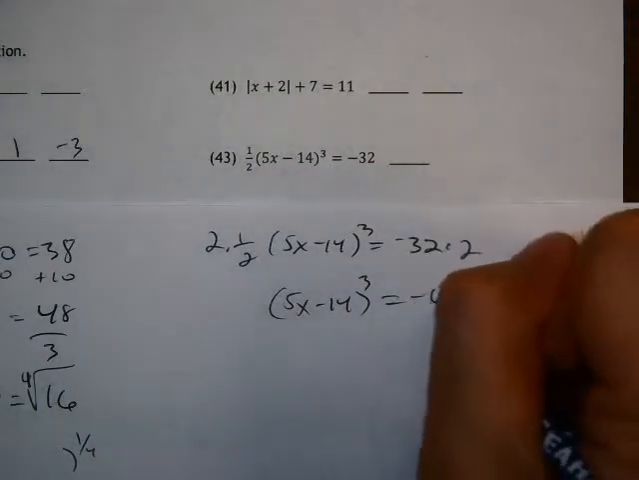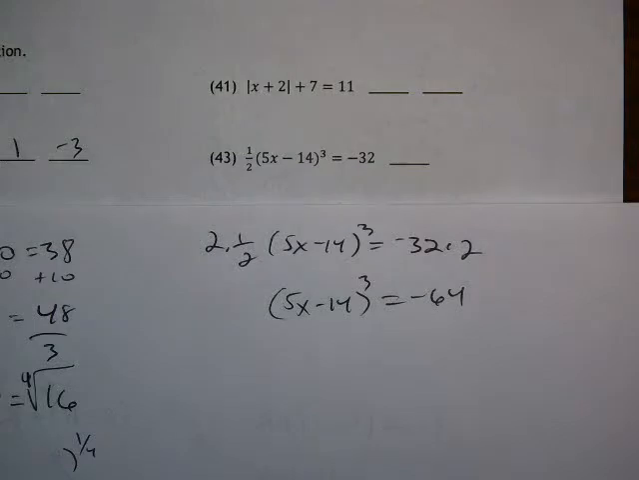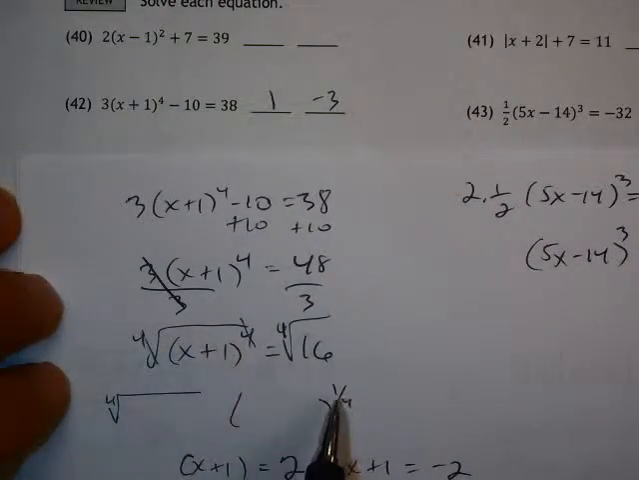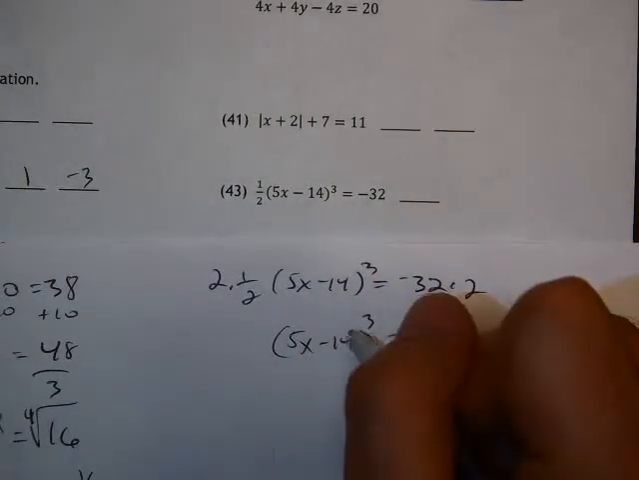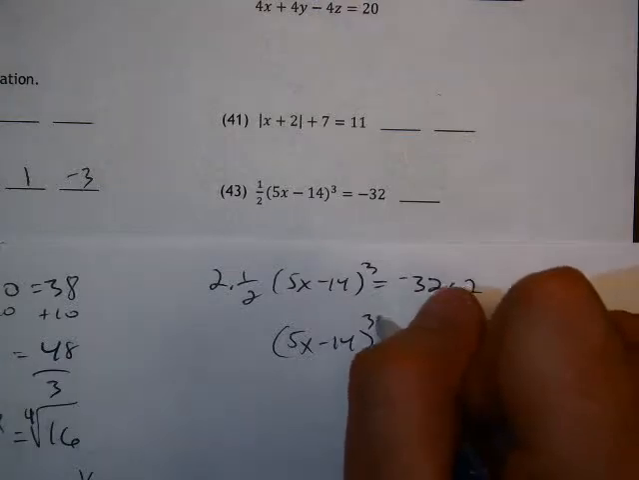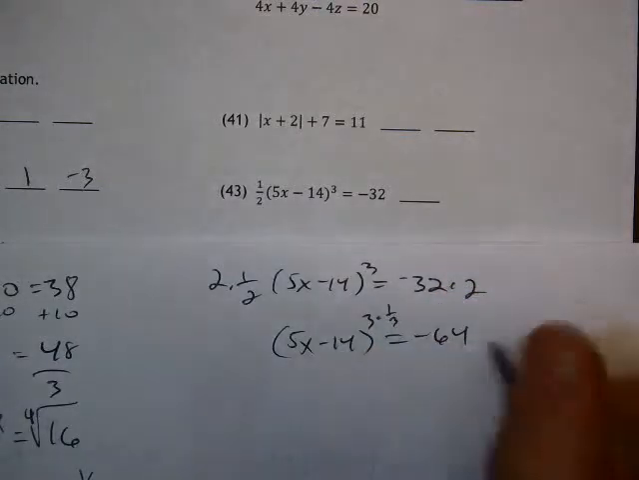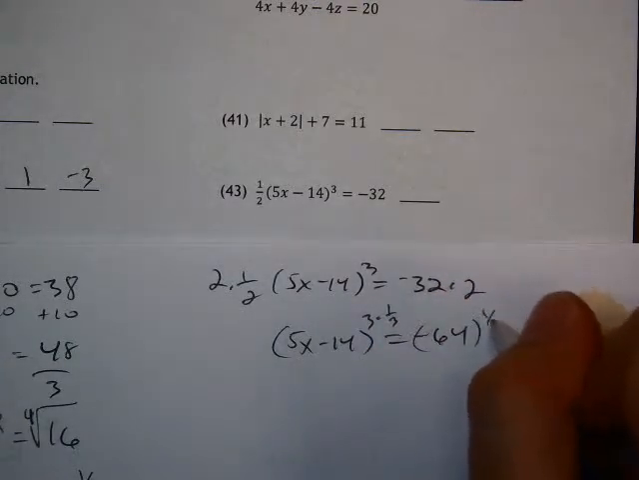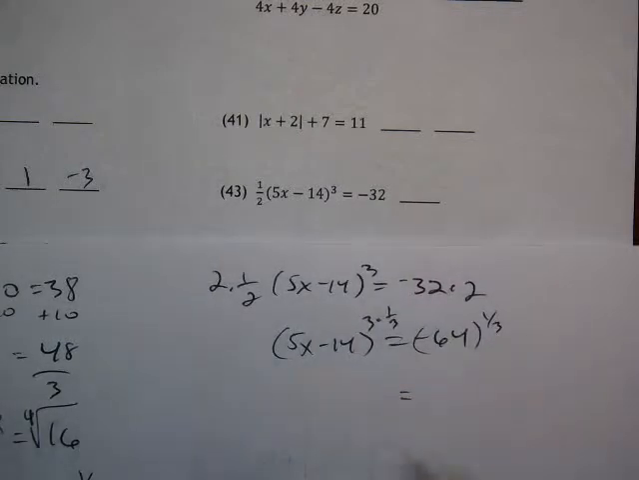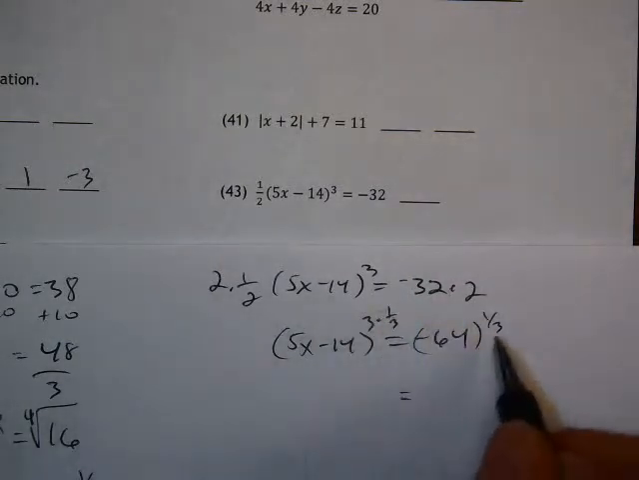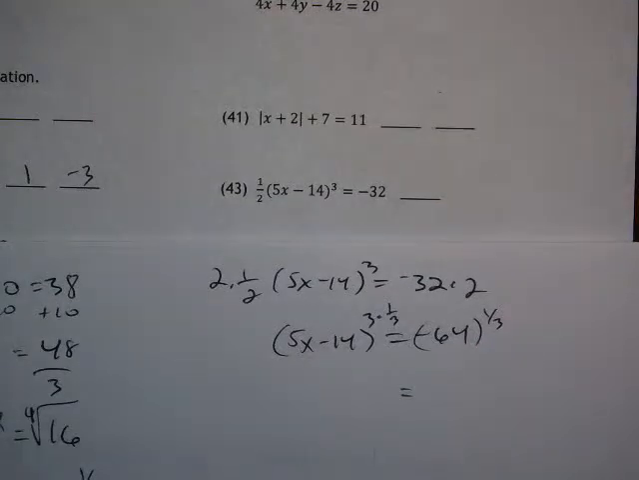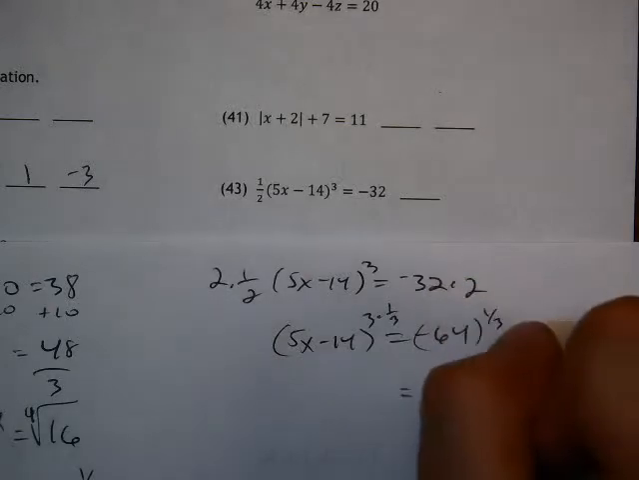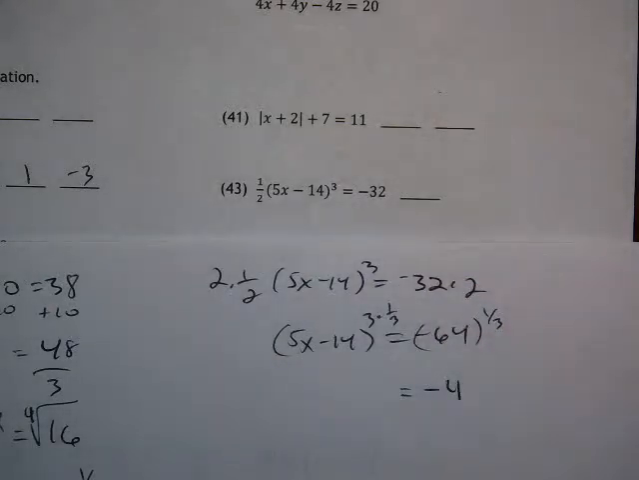This gives me -64. And now before, again, you could do the root symbol or the fraction exponent. If I do the fraction exponent, I would have to raise both sides to the 1/3 power. I have to do this on this side, and then -64 has to be raised to the 1/3 also. Now it's the same concept, because on this side, this is saying some number times itself 3 times to give us -64. It's the cube root of -64, and there's only one answer for that, which is -4.